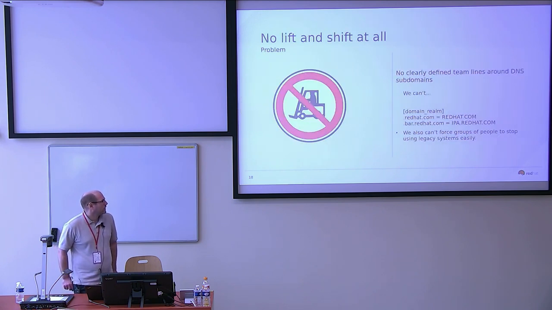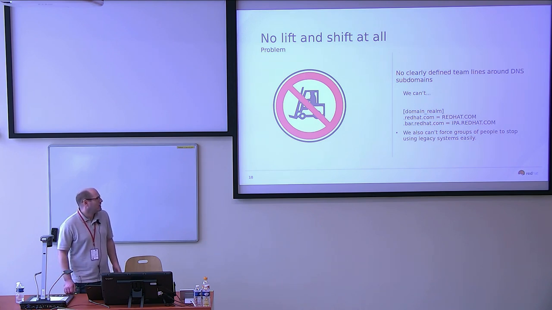So I've alluded to this some. One of our biggest problems is we can't lift and shift at all. In addition to me not knowing what the guy across the hall is doing, like if he's running a Raspberry Pi under his desk that he's using to somehow seed production information, I don't know. We also don't have really strong team ties to specific DNS subdomains, which makes Kerberos migration fun as well.